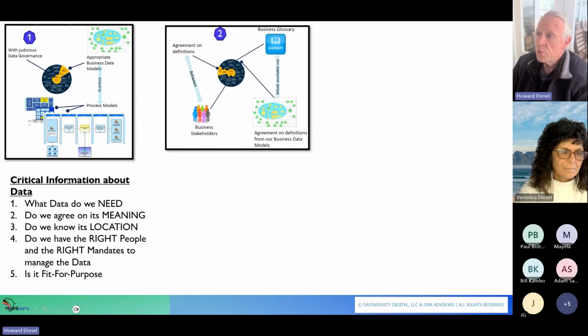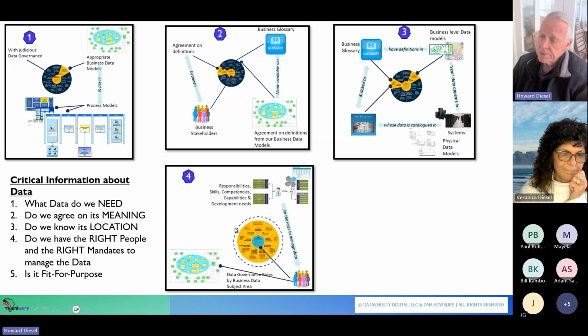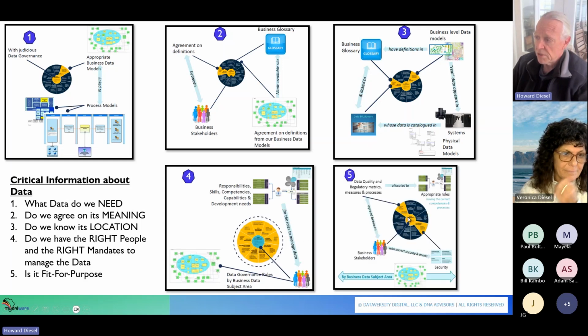There's what data do we need? Then do we agree on its meaning? Okay, definitions, concept models, glossaries, data models, conceptual models. Do we know its location? There we're going down the horizontal, down in terms of the Zachman one. We're coming down to where the data is cataloged and where it resides. And then do we have the right people? And then is it fit for purpose? Does it have the right quality? Okay, so for data governance, you need to be able to answer this about any piece of data that you have. And this is your core focus: what do we need? Does it have the right meaning? Where is it located? Do we have the right people having access to it? And then is it fit for purpose? Okay, a summary of data governance in one slide.